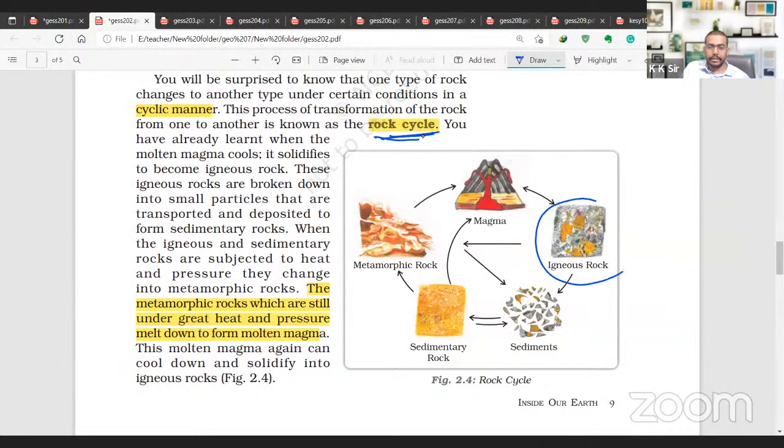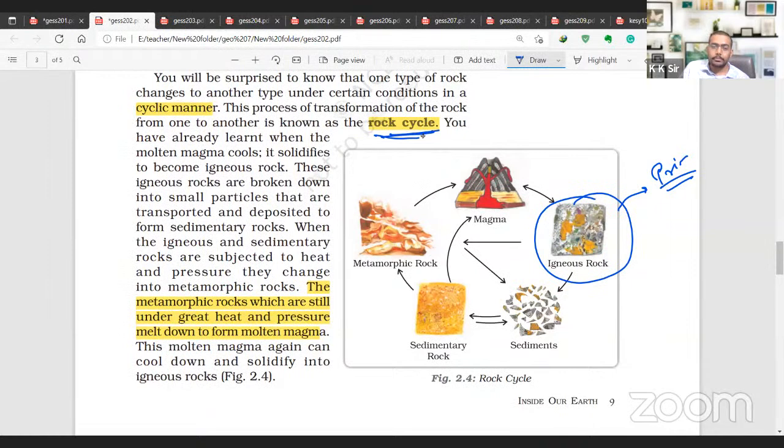The first is igneous. These are also known as primary rocks because these are the rocks which are formed for the first time. How will they form? They are formed by the solidification of molten lava. ये लावा वोल्केनो से निकल के और सॉलिड हो जाए तो वो क्या बनाएगा? इग्नियस, फायर. हिंदी में अग्नि और चट्टान बोलते हैं. तो इग्नियस रॉक, as the name suggests. Now from here we come to this, follow the arrow.